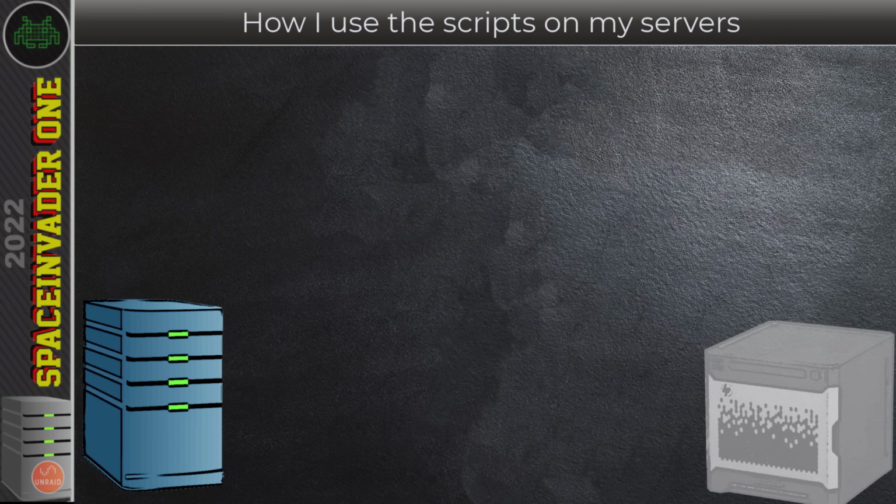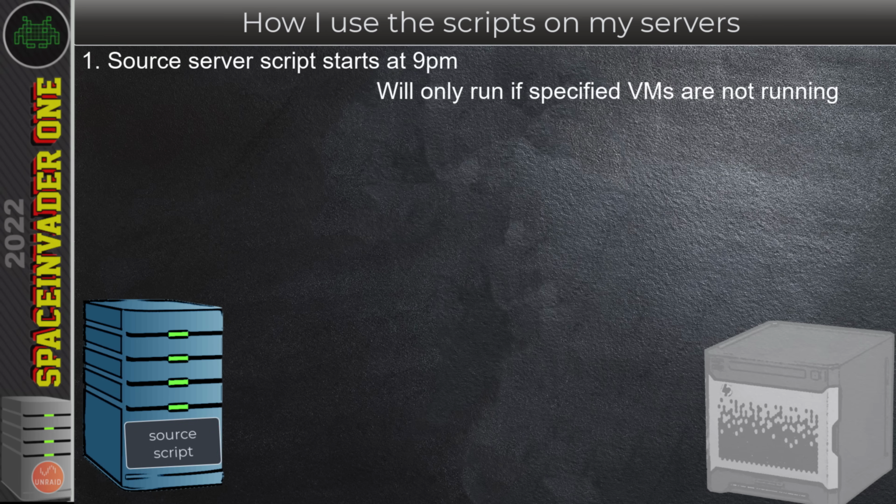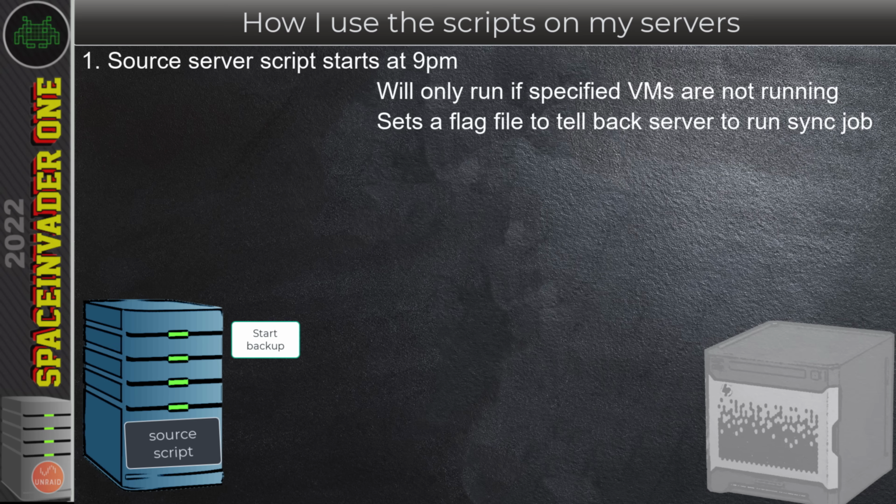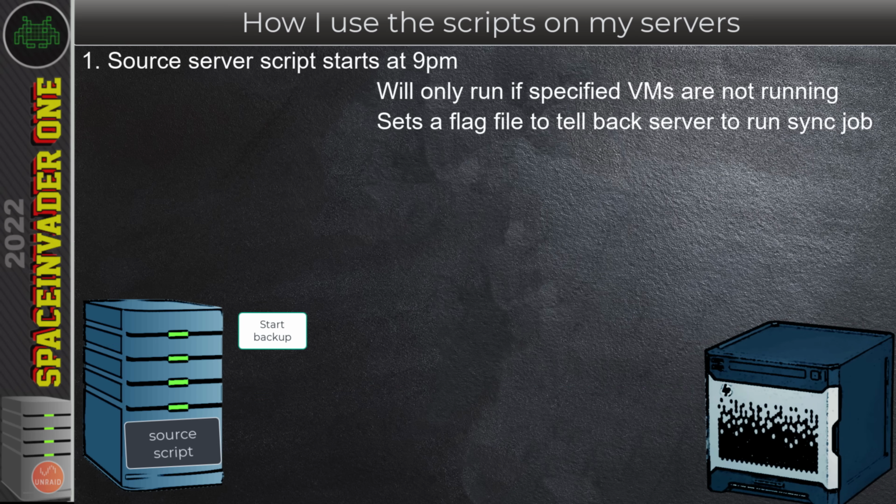At 9 p.m., the script on the source server checks if a VM that I use as a daily driver is running, and if this VM isn't running, it will add a flag file to a share on the source server. Now after that, the script will automatically start up the backup server and power it on.